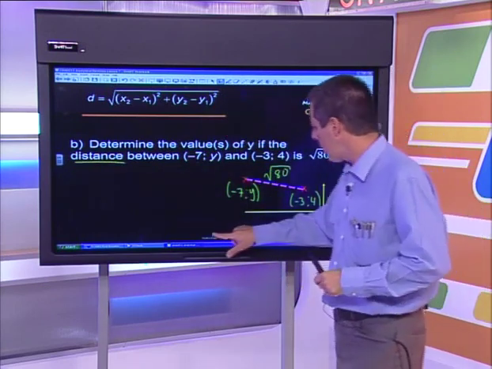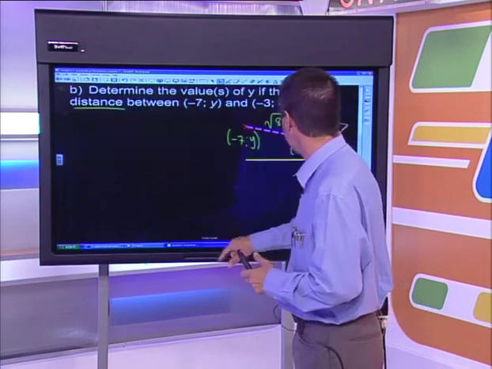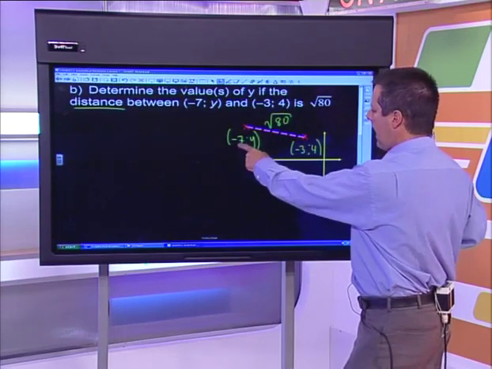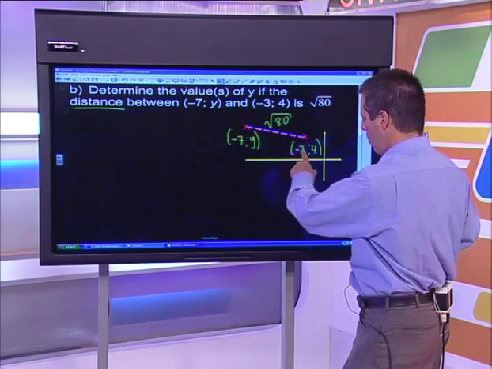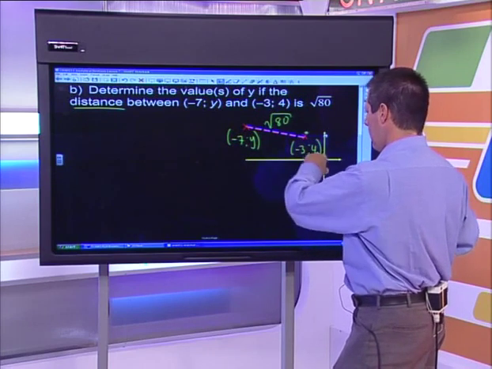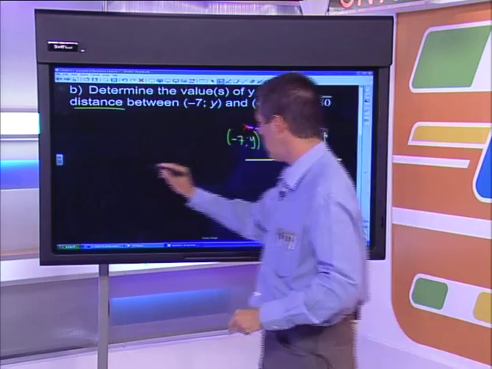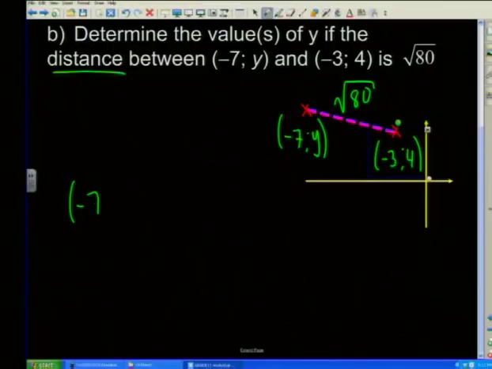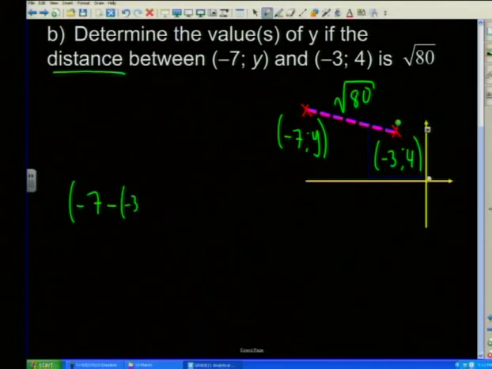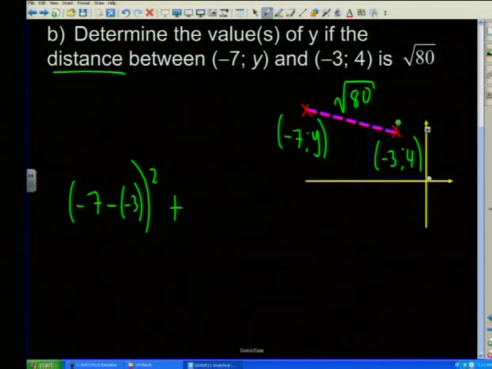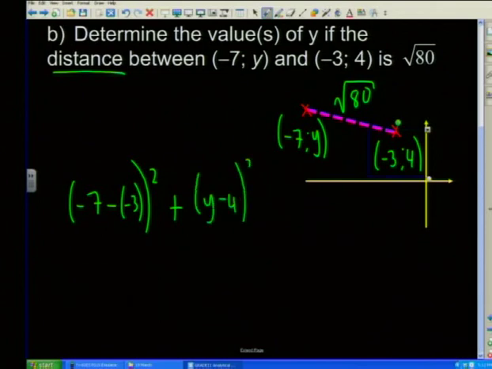And the distance formula says to me, so let's write this out here. It says, find x2 minus x1, and then take y2 minus y1. So I'm going to go through and say minus 7 minus negative 3. So minus 7 minus negative 3, and that whole thing is squared. Plus then I must find the difference between the two y's, so it's going to be this y2 minus that y1, which is going to be y minus 4, and that whole thing is squared.